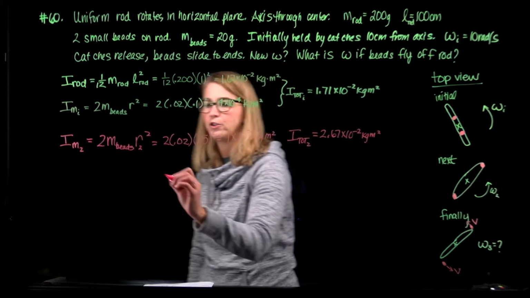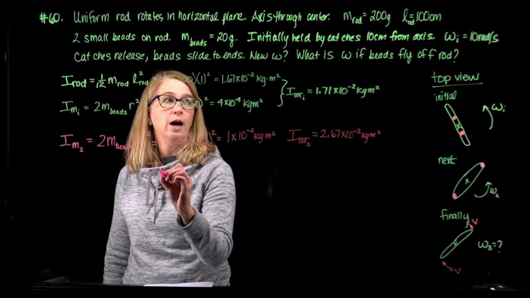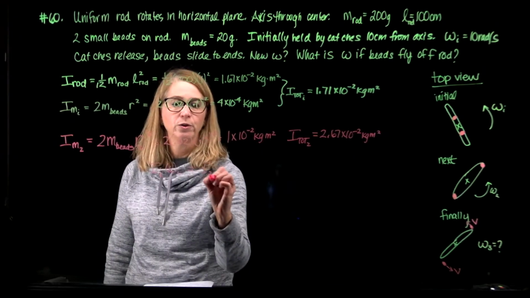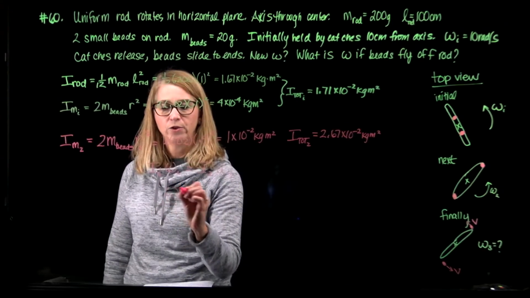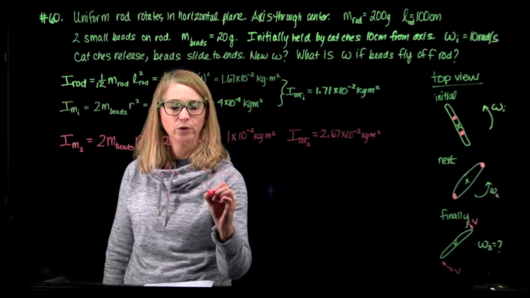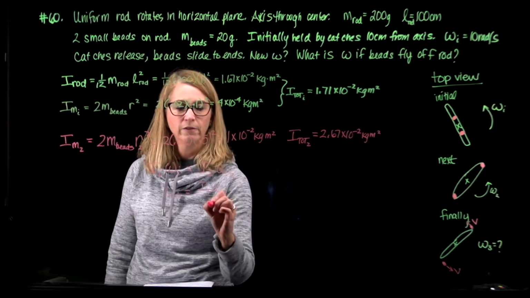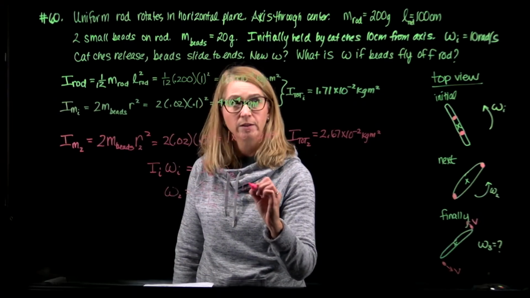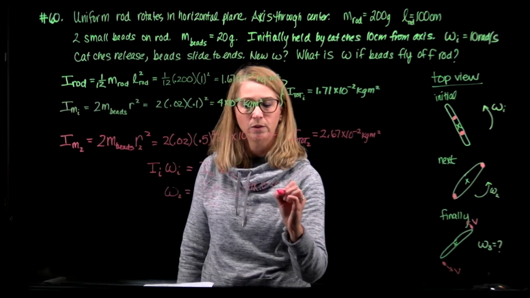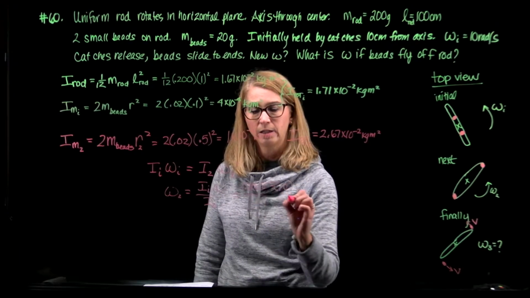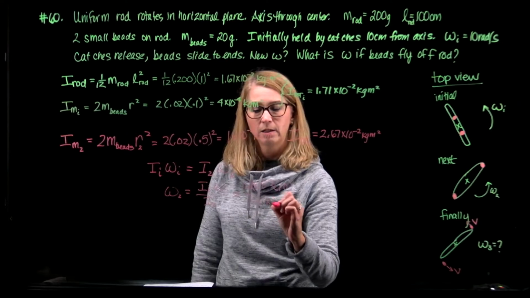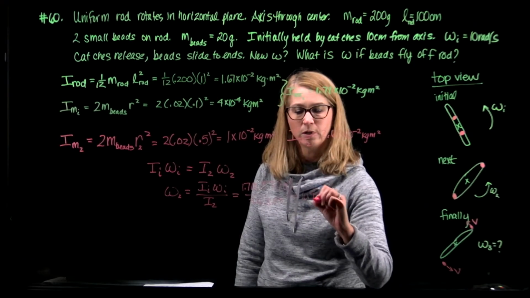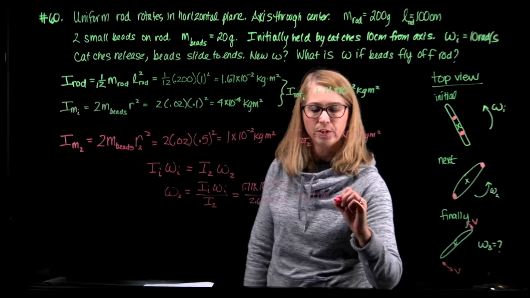So we're using the conservation of angular momentum: I initial times omega initial is equal to I2 times omega 2. Omega 2 is going to be equal to the total angular momentum divided by the new moment of inertia. So that's going to be 1.71 times 10 to the minus 2 times 10 radians per second, divided by 2.67 times 10 to the minus 2. And we get a new rotation rate of 6.4 radians per second.